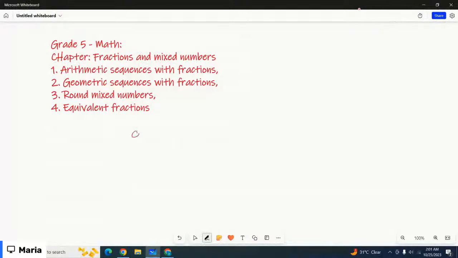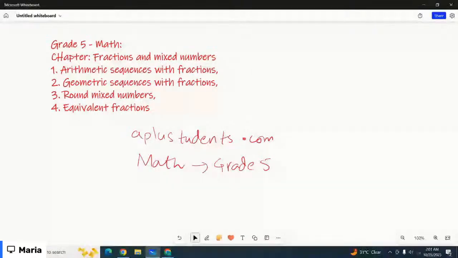So you can find all the lessons on aplusstudents.com. You have to log in there using your email address, and the password is provided by the administrator. Then you have to select math from the subject tab. Scroll down to grade 5 and then click on view all lessons. There you can find a list of the chapters. We're going to start with the chapter fractions and mixed numbers.